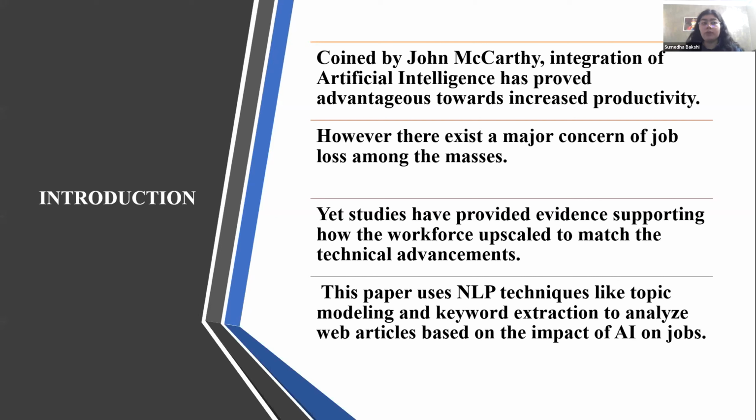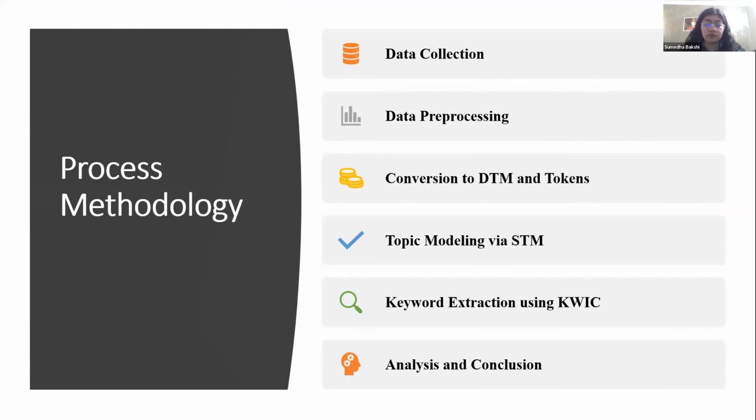On one side, we've got people who are concerned, who have also been affected by AI displacing their jobs. On the other side, we've got researchers who have provided evidence that the workforce has always upskilled themselves to match the technical advancement of their time. So this paper uses NLP techniques like topic modeling and keyword extraction to analyze web articles based on this entire topic of the impact of AI on jobs.